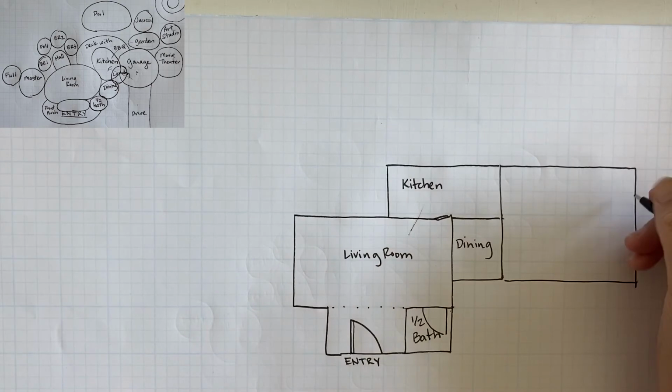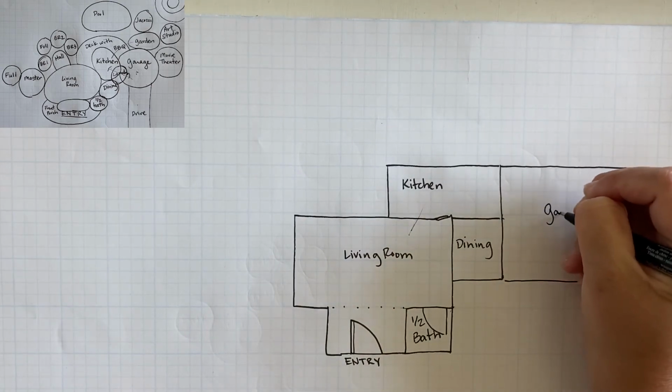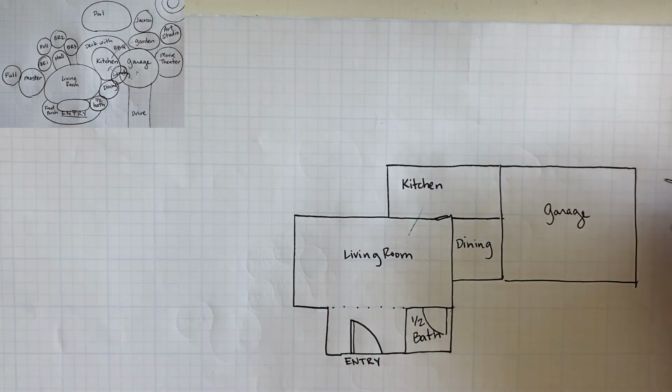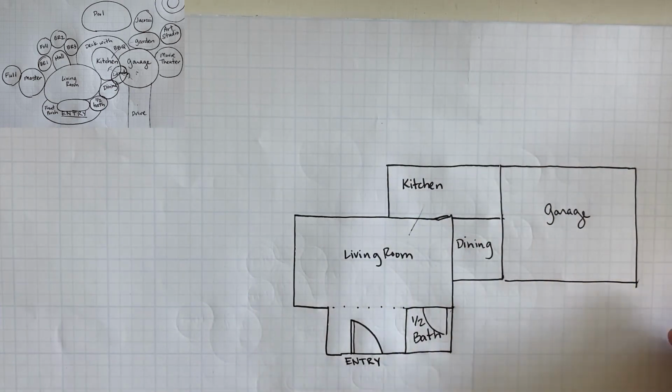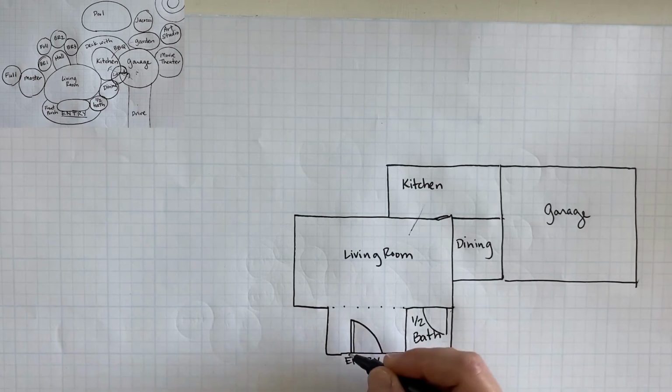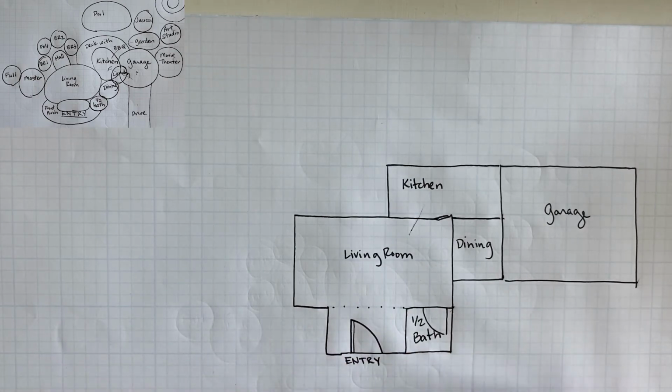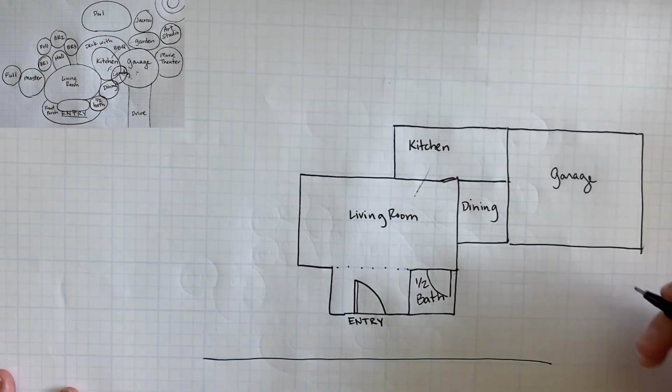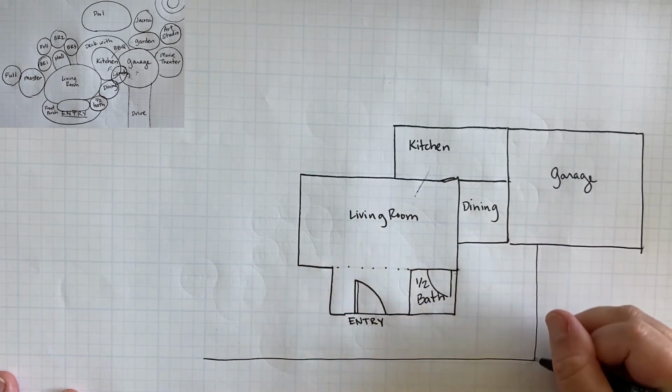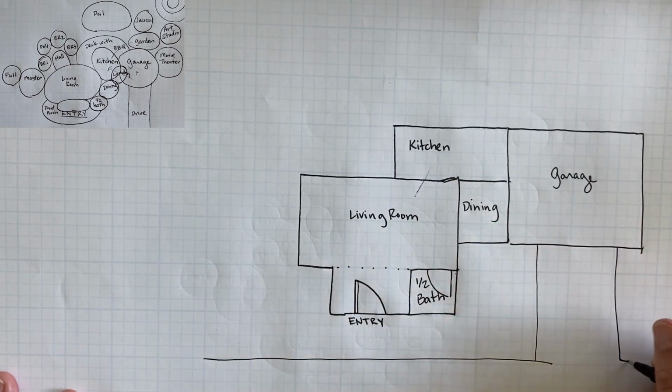So we can have our 2-car garage here. And then we thought about putting a movie theater off to the side. We'll come back to that one. If we imagine though, our street is somewhere around here and our driveway can come right up to the garage.